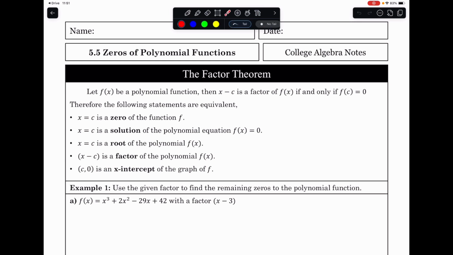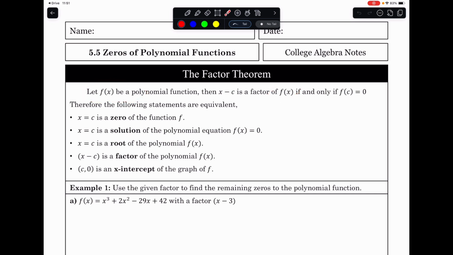Now, from the factor theorem, we know that if f of x is a polynomial function and x minus c is a factor to that polynomial, then that means that f of c is going to end up equaling 0, and vice versa, that if f of c is equal to 0, then the binomial x minus c is going to be a factor to the polynomial function f of x.